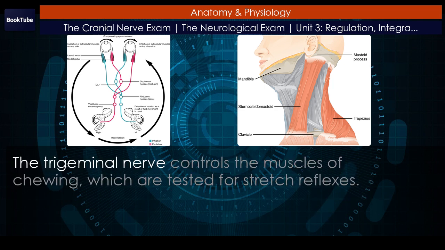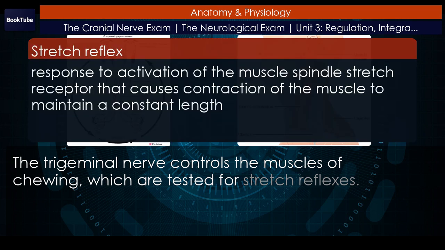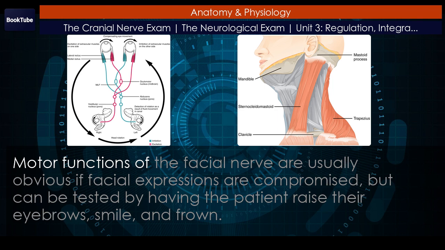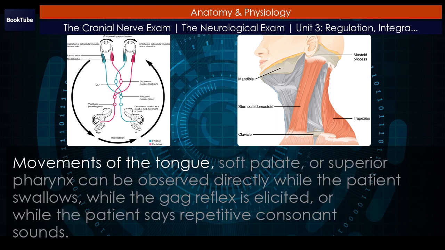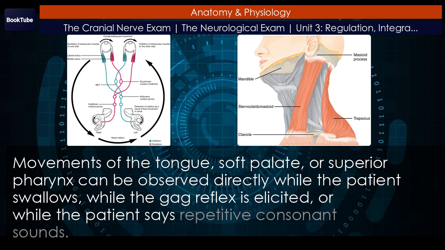The trigeminal nerve controls the muscles of chewing, which are tested for stretch reflexes. Motor functions of the facial nerve are usually obvious if facial expressions are compromised, but can be tested by having the patient raise their eyebrows, smile, and frown. Movements of the tongue, soft palate, or superior pharynx can be observed directly while the patient swallows, while the gag reflex is elicited, or while the patient says repetitive consonant sounds.